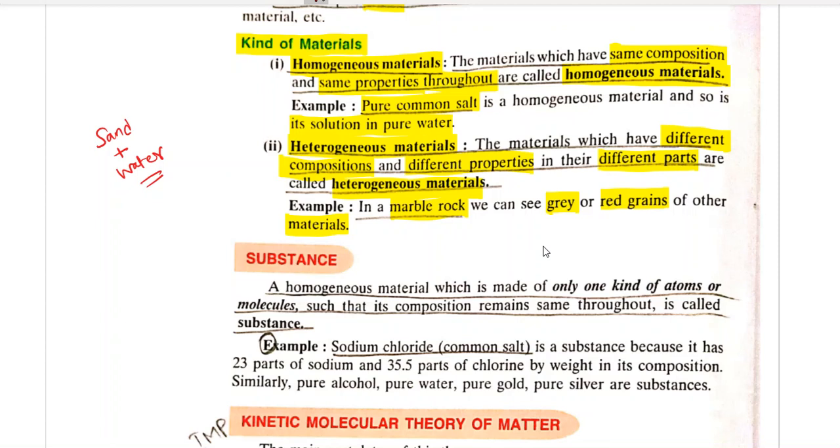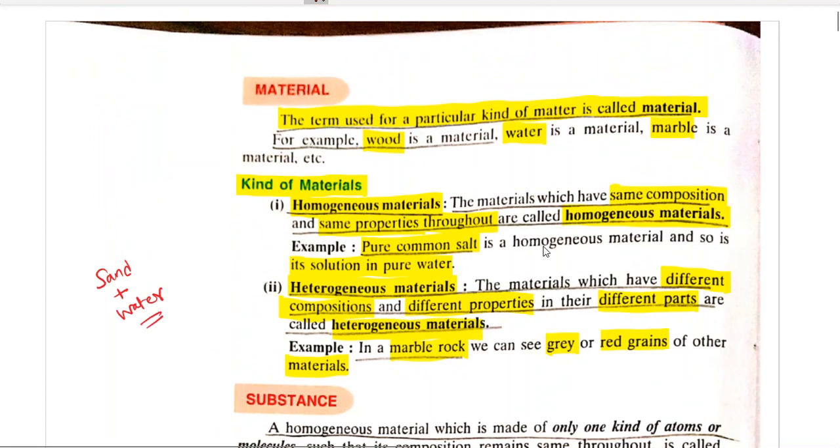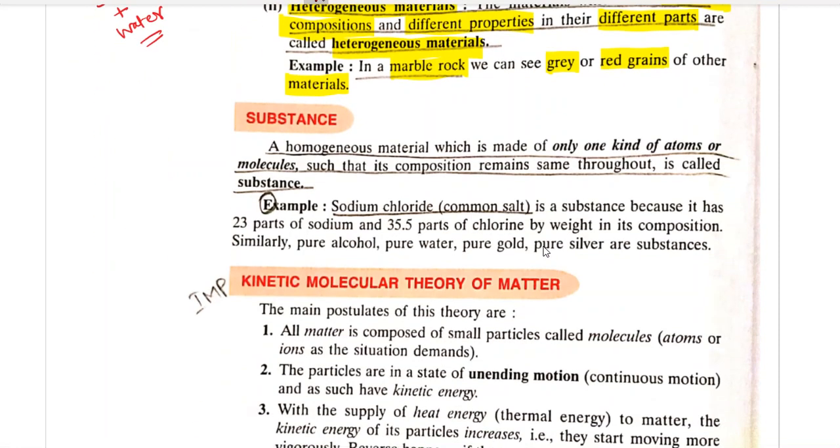Okay, let's go ahead. Substances. So we were talking about material. Now we are talking about substance. Remember the definition of substance. A homogeneous material which is made of only one kind of atoms or molecules, such that its composition remains the same throughout, is called a substance. A substance is something which is made up of the same kind of atoms or molecules, only one kind of atoms or molecules, and its composition is the same throughout. It is a homogeneous material. This material is known as substance.